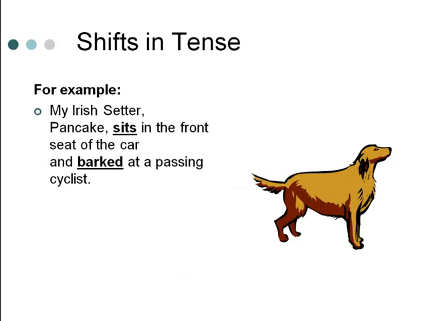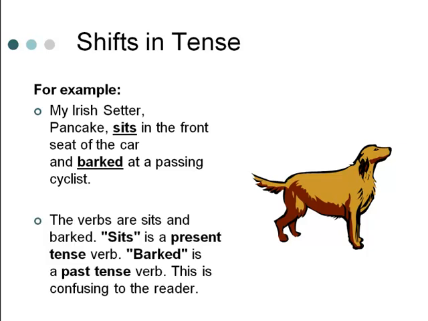For example, my Irish setter, Pancake, sits in the front seat of the car and barked at a passing cyclist. That even sounds a little bit off, doesn't it? The verbs are sits and barked. Those are the two verbs in the sentence.